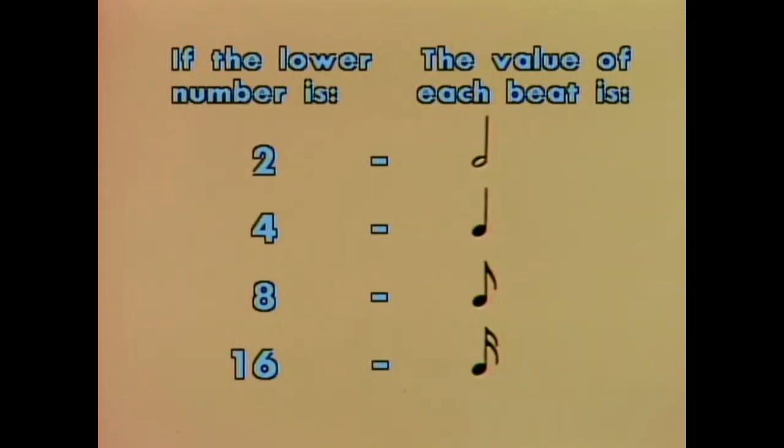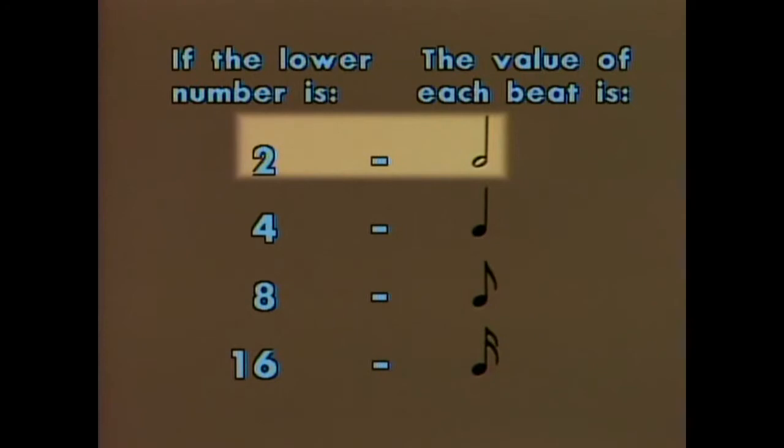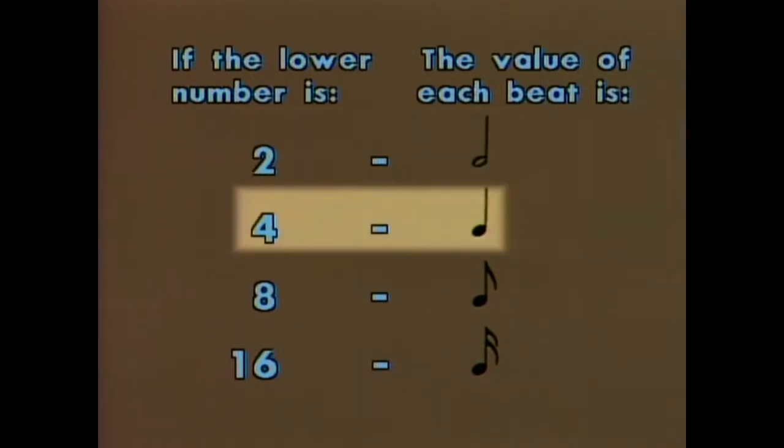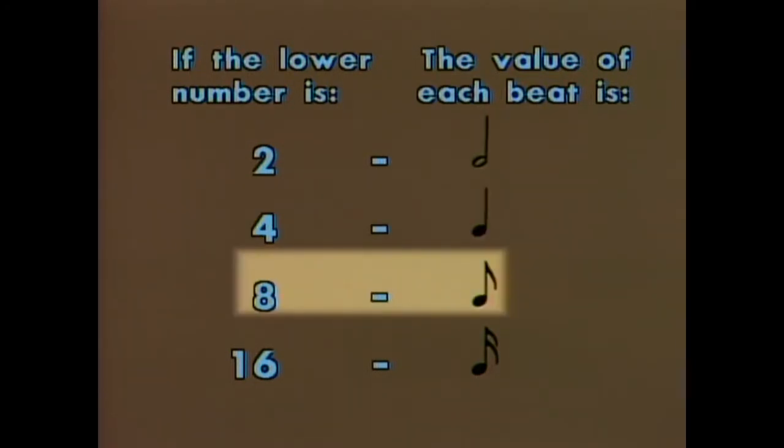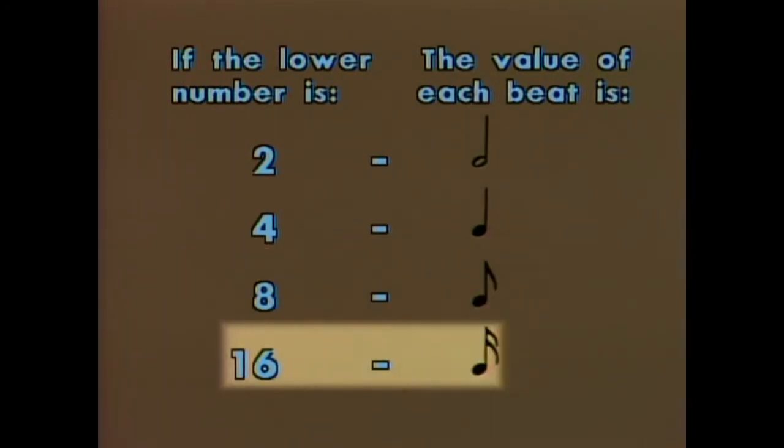Now here's a simple chart that explains it. If the lower number is a 2, then each beat is worth a half note. If the lower number is a 4, it's worth a quarter note. If it's an 8, then each beat is worth an eighth note. And if it's a 16, then each beat is worth a 16th note. Now let's try some practical counting to make sense of this.